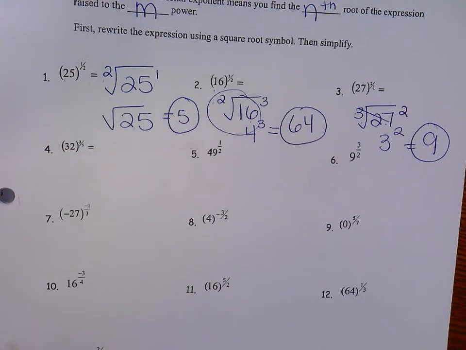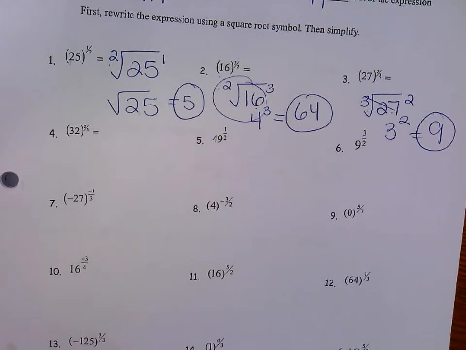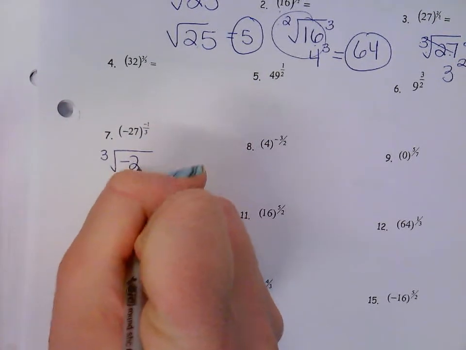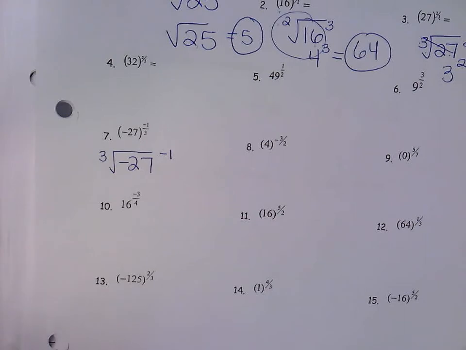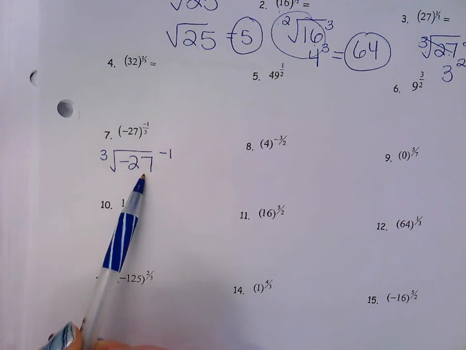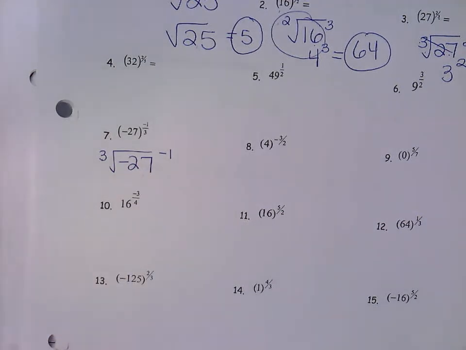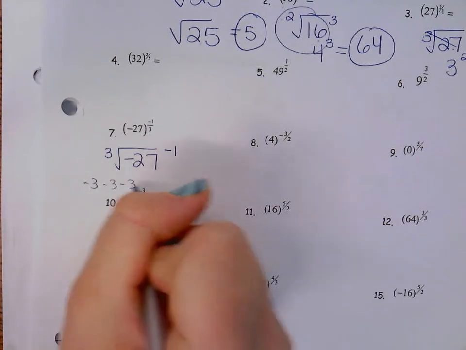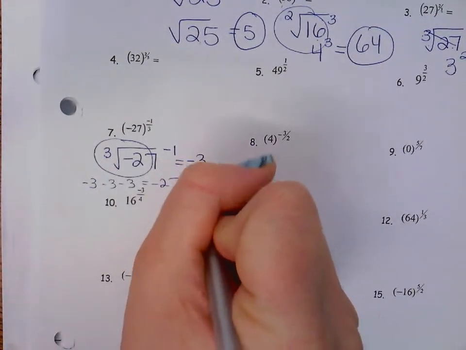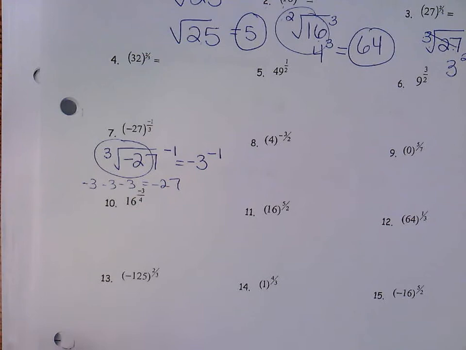Let me do a couple more with you. I'm going to skip down to some of those negatives. Look at 7 and look at 10. So on number 7, this is the cube root of negative 27, and then it's to the negative first power at the end. Can I take the cube root of a negative number? So a number times itself 3 times, because it's odd, 3 of them, could give you a negative number, right? Negative 3 times negative 3 times negative 3 will get me back to negative 27. So this is negative 3, and it's being raised to the negative first power.